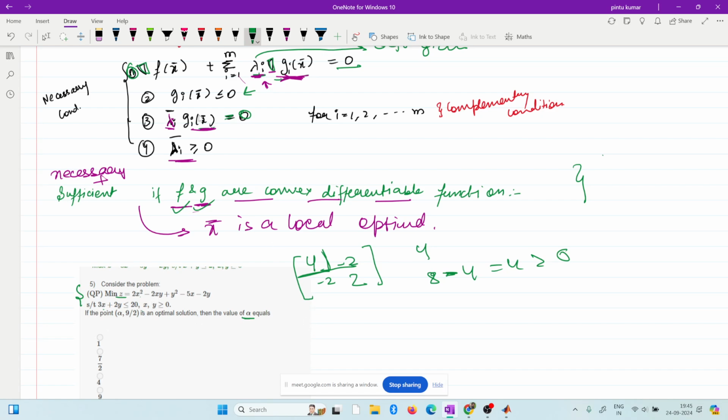So the next thing that you should do is apply these KKT conditions. Let's start with the feasibility condition only. The feasibility condition says that 3x plus 2y should be less than or equal to 20, right? If we start with that, it gives us 3 alpha plus 9 is less than or equal to 20, or alpha is less than or equal to 11 by 3. So it gives us some information, but it does not tell us the exact value of alpha.